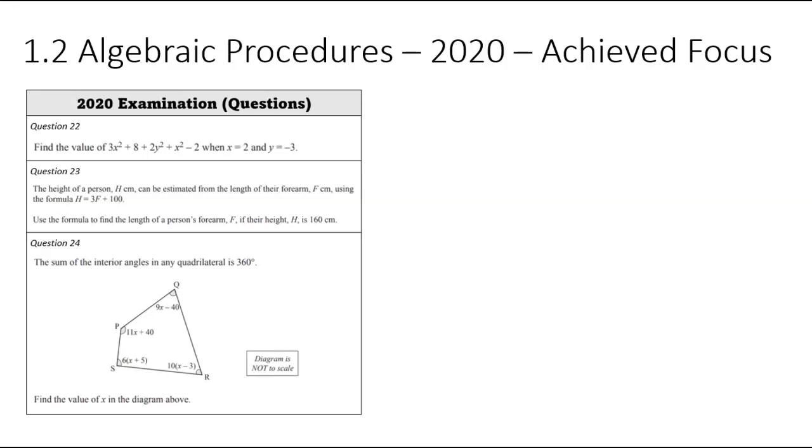This time around, we've got all the achieved questions from the 2020 exam. And again, weird exam, just like the 2019 one, we've only got the 3 achieved questions to look at. So let's get straight into it.